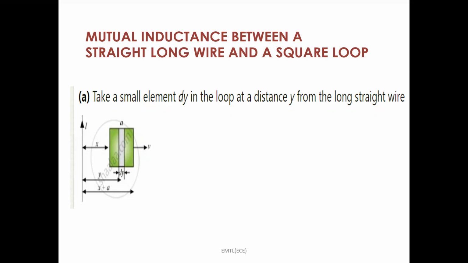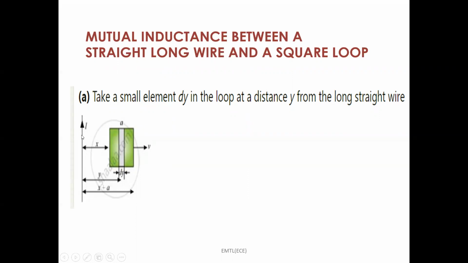Now, in this video lecture, I would like to discuss the mutual inductance between a straight long wire and a square loop, and also the energy stored in a magnetic field and energy density. These are the topics we will discuss. First of all, we discuss the mutual inductance between a straight long wire and a square loop.